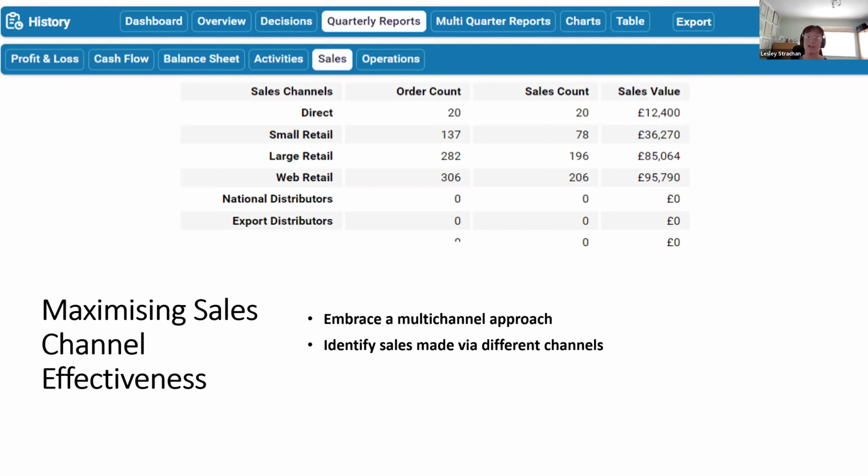And once you've identified the most suitable sales channels for your business, it's essential to optimize their effectiveness to drive sales and maximize revenue. So here are some strategies to consider for your SimVenture business. How about multi-channel selling? So embracing a multi-channel selling approach to reach customers across multiple platforms and touch points simultaneously. But do remember where these sales are coming from. So your multi-channel may be from direct sales, small retailers, large retailers, web retailers, national distributors, and export distributors within the simulation.